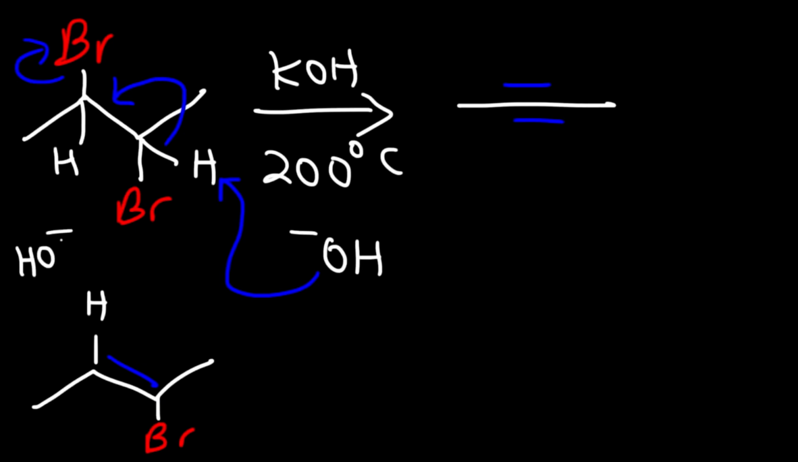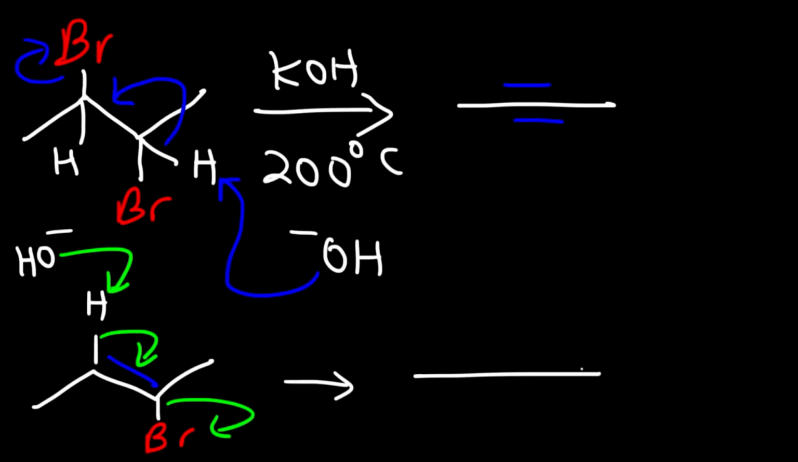Now another hydroxide ion will follow the same pattern. It's going to grab a hydrogen, form a triple bond, and kick out the bromine atom. And so we're going to get an alkyne. So that's how you can convert a dihalide into an alkyne.